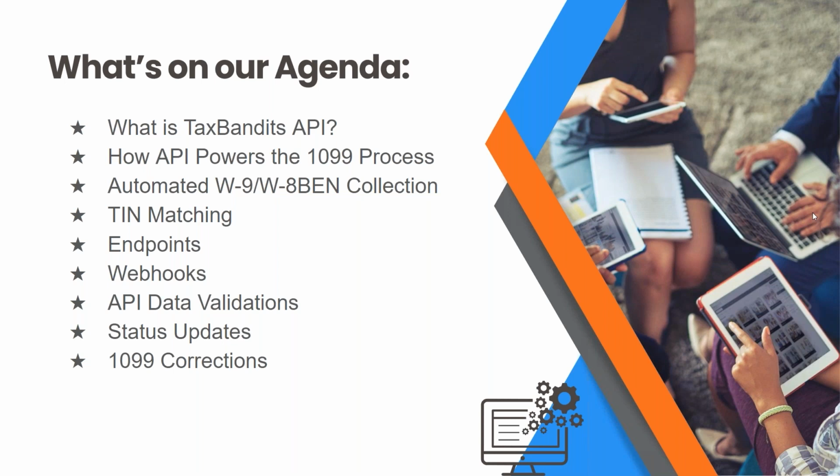On our agenda today: what exactly is TaxBandits API? How does the API power the 1099 process? How can we automate W-9s and W-8 collections? How can we add TIN matching as a critical step to ensuring that our returns are filed successfully? What various endpoints do we have to work with, and where do we find them? How do we use webhooks to verify our data? How do we track status updates? And what do we do if we need to file corrections?